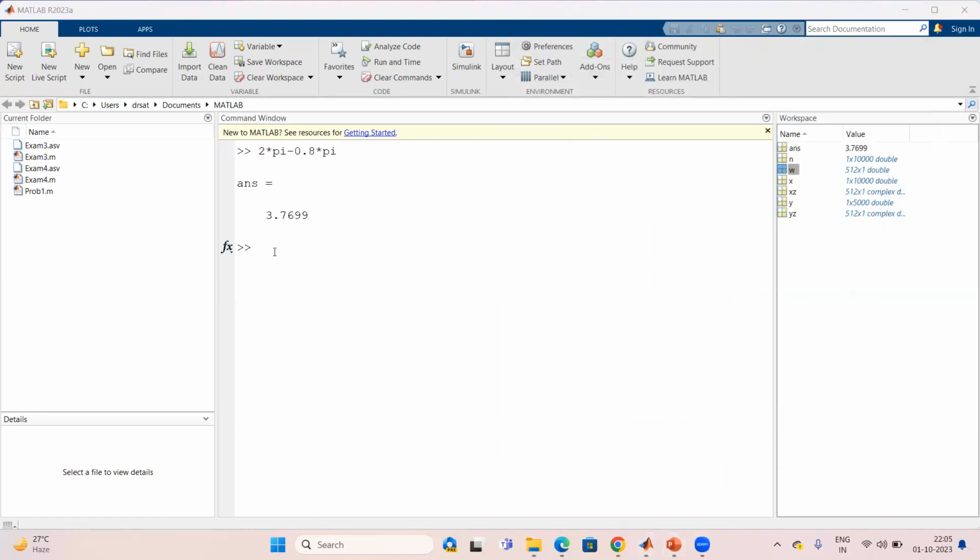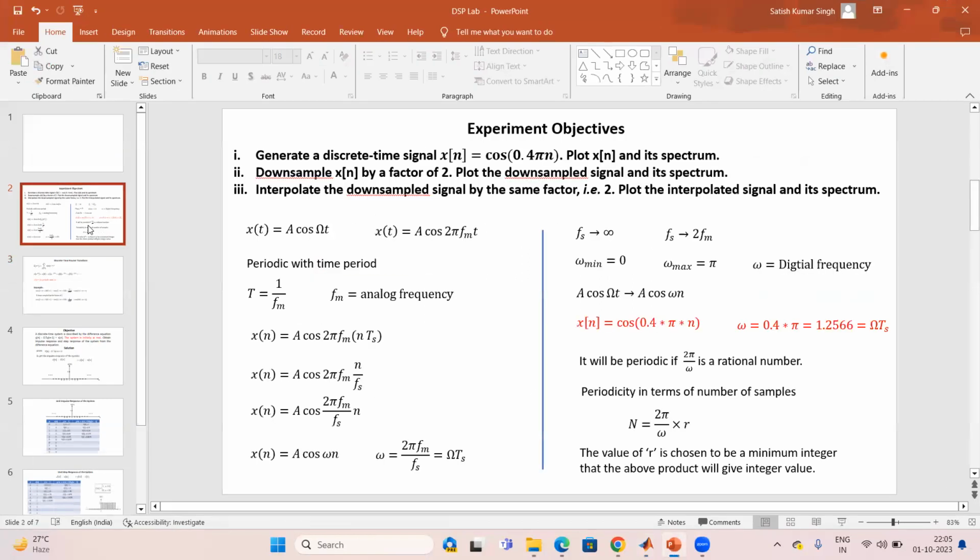In our third part, what we have to do is interpolate the downsampled signal by the same factor 2, and then again plot the interpolated signal and its spectrum. The meaning is that the samples that we have lost during the downsampling process, we have to reconstruct again by using the interpolation method. To do that, we have written this code here.